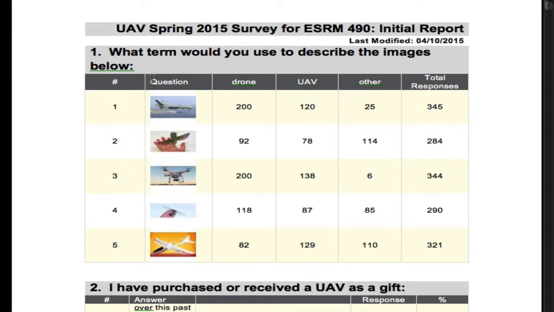If you recall, this is the question of description. So what do you call this thing? This is the number of folks that decided this particular option was a drone, the number of folks that decided that this is best described as a UAV, and people that had other terms.